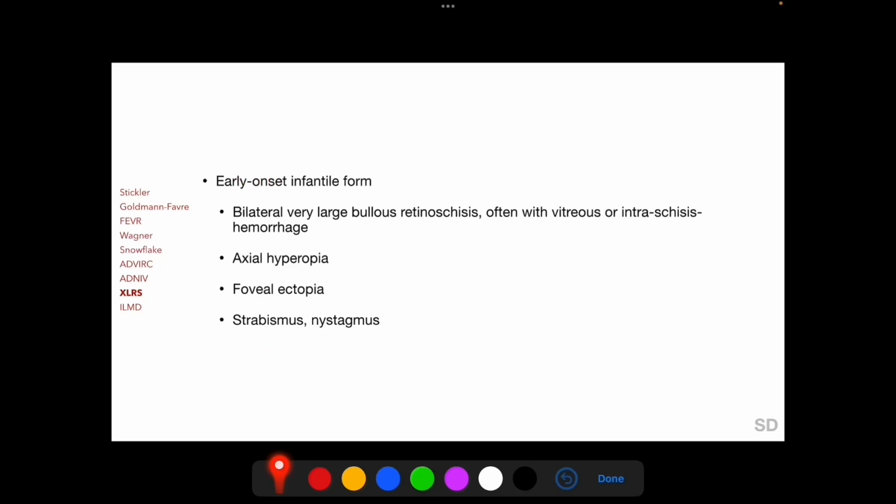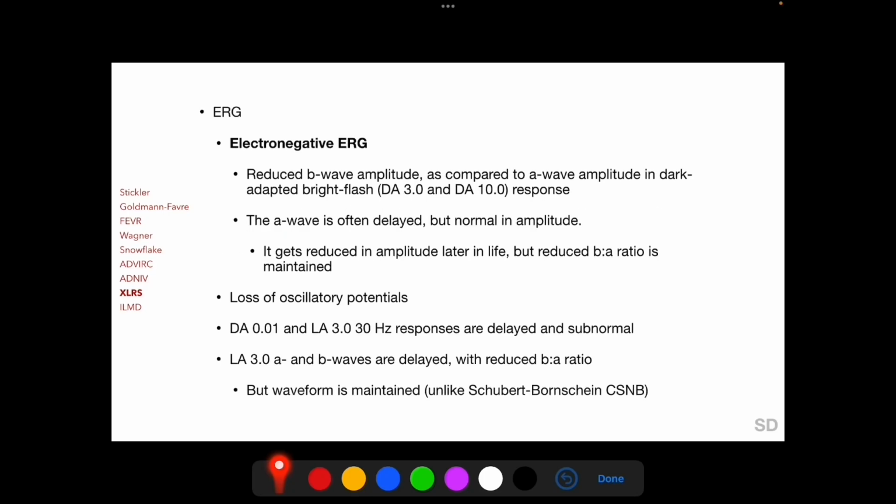An early onset infantile form of XLRS has been described, which usually presents with bilateral very large bullous retinoschisis, often with vitreous or intraschisis cavity hemorrhage. Patients with XLRS have an electronegative ERG in which the B wave amplitude is reduced and is less than the amplitude of the A wave in the response to dark adapted bright flash stimulus, and this is very important to remember.